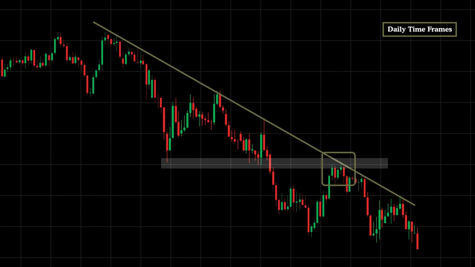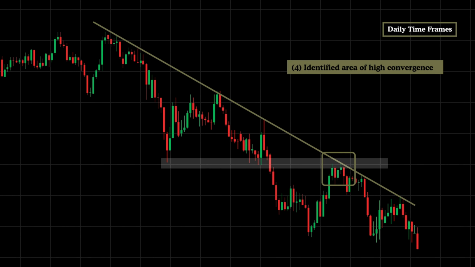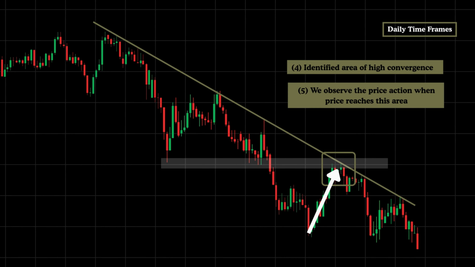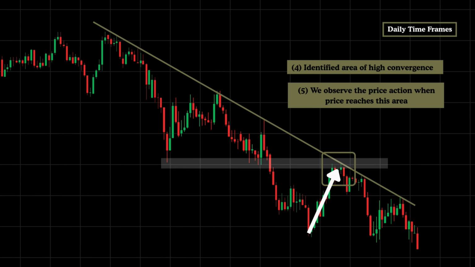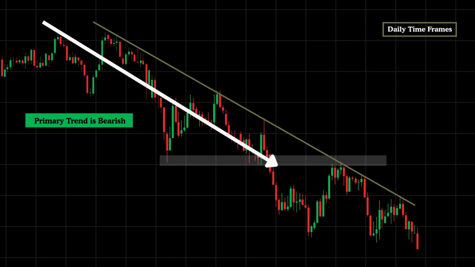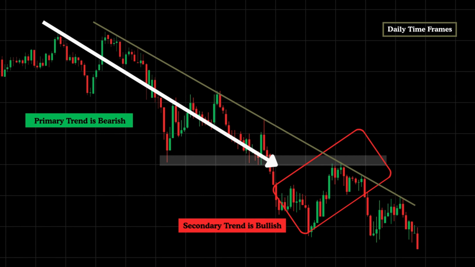Fourth, we've identified an area of high convergence, where this major structure level crosses the trend line. Now, as price approached this zone, we had no way of knowing whether it would break through or reverse. Because once again, although your big picture trend is bearish and in a downtrend, your short-term trend is bullish and in an uptrend. This creates a conflict in your directional bias.